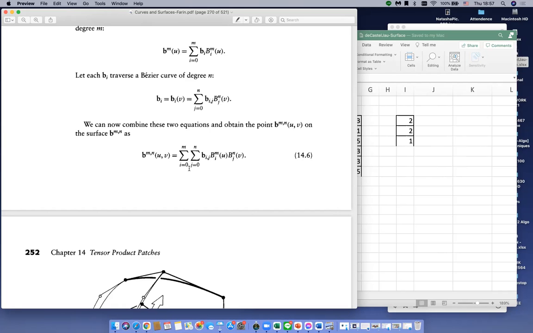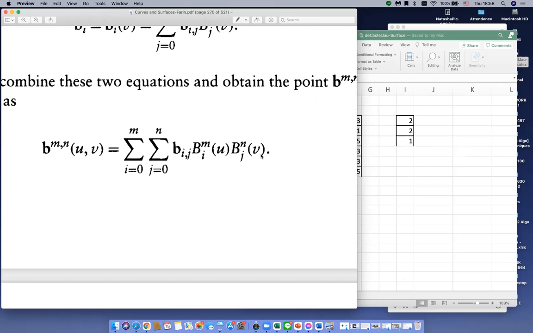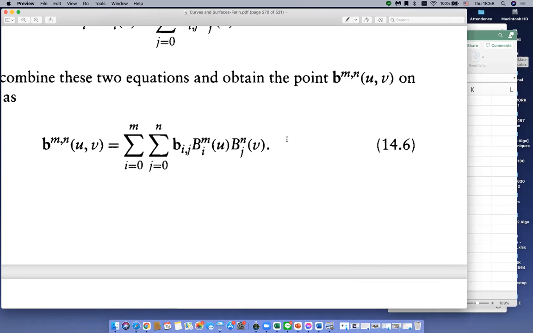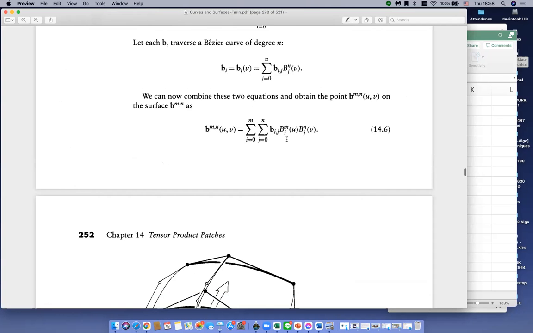b(u,v) is the summation for i from 0 to m and summation for j from 0 to n of b_ij, the Bezier control points, the control net, multiplied by B_m,i(u), multiplied by B_n,j(v). These two functions are Bernstein polynomials, similar to the Bernstein polynomial for the curve, but split into u and v, okay? So do you understand this one?